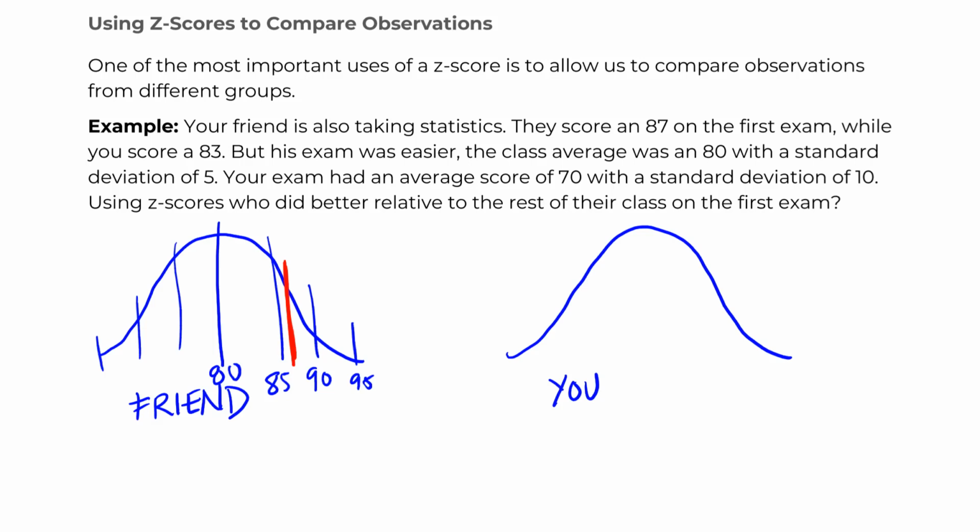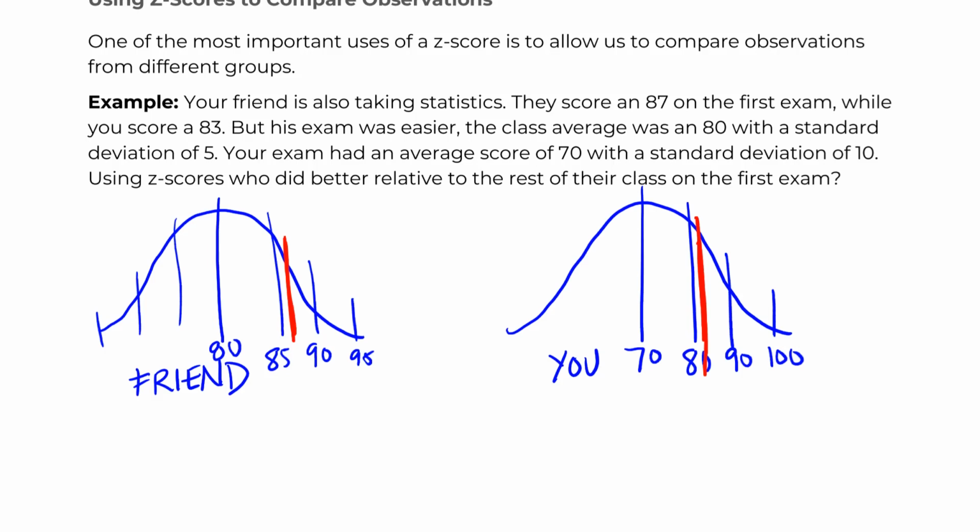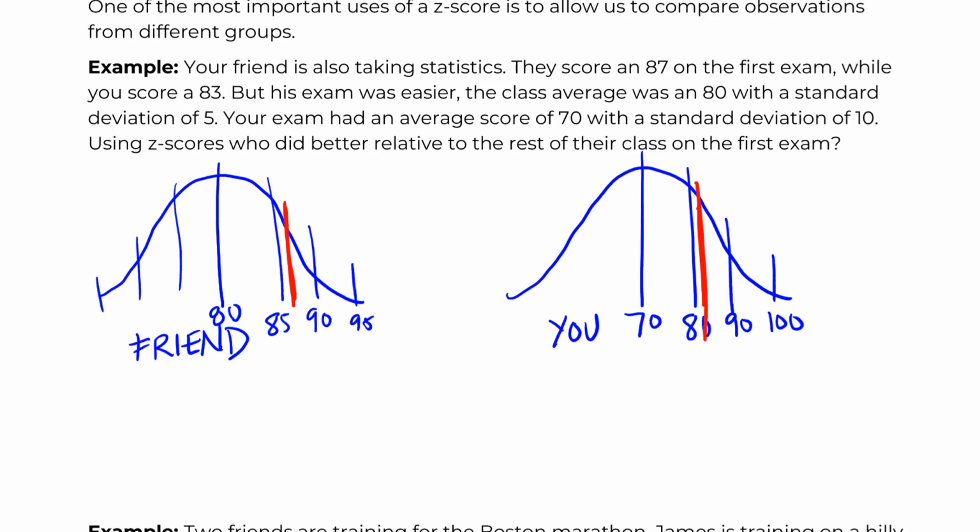Now, in your class, the average was a 70. But the standard deviation was a 10, so there's a lot more spread. And your score was an 83. So you're also right above that first standard deviation, but 83 is a heck of a lot closer to 80 than it is to 90. So it looks like you might have done worse, and that's where z-scores would help us determine this.